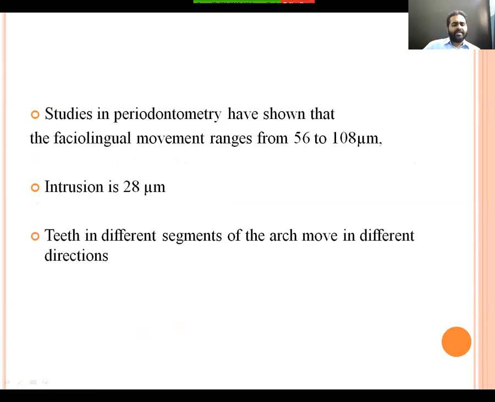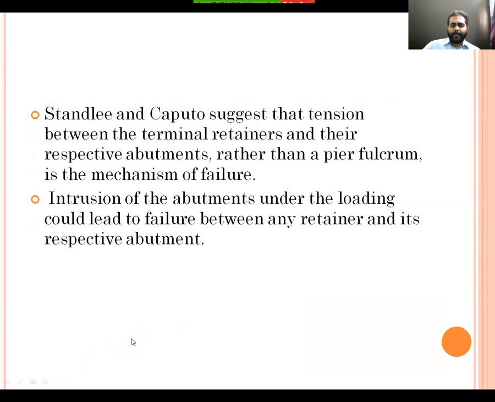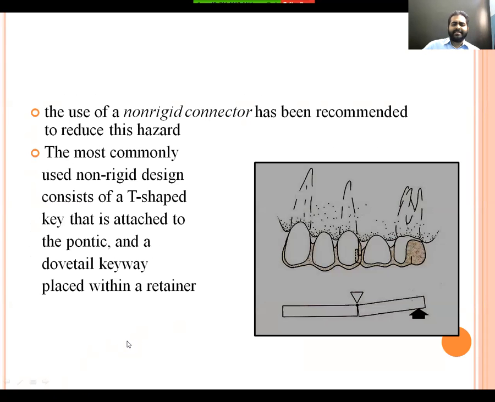There are various studies which show that the amount of curvature and the length of the span have a detrimental effect on your fixed partial denture. These are the studies given by various authors. Now we have the non-rigid connectors. These are the best recommended treatment plan for your pier abutment or the intermediate abutment.